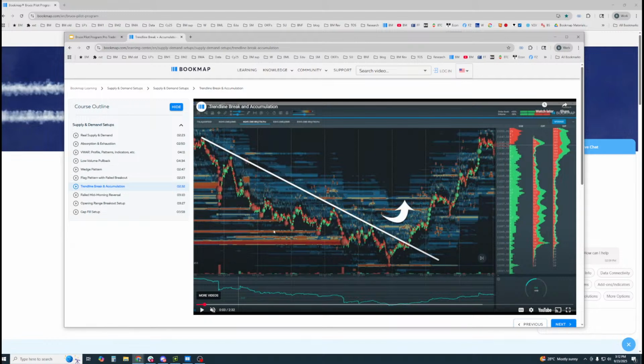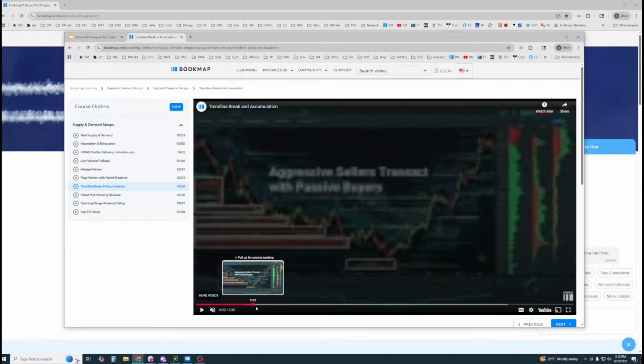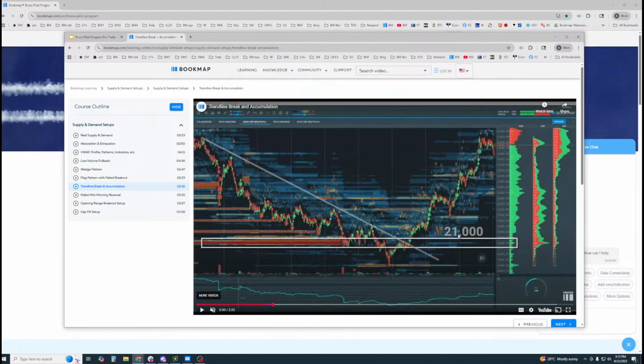So passive accumulation on the way down into a higher time frame level, which is right here. It is 21,000, and it goes actually below it here. Then we're looking for the structure to break. In this case, it's a diagonal structure. Okay, well, look here though, it could also be a horizontal structure. So structure is structure. Don't get caught up in the type of the structure.